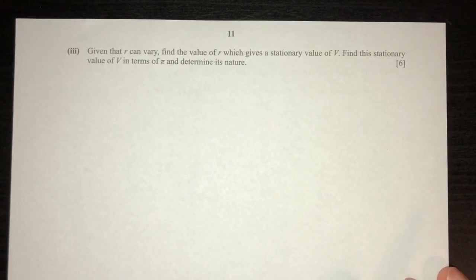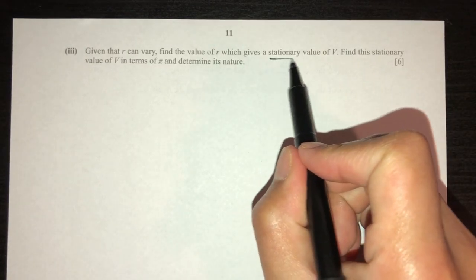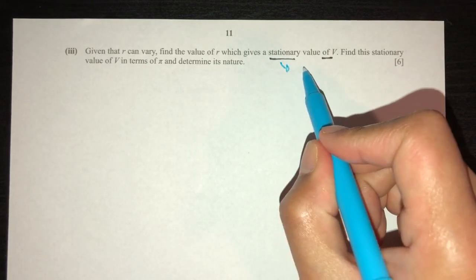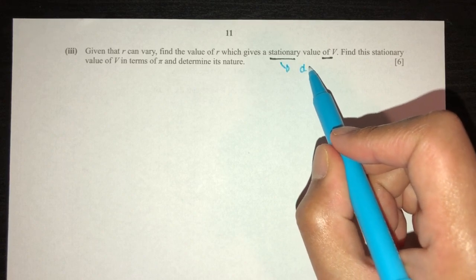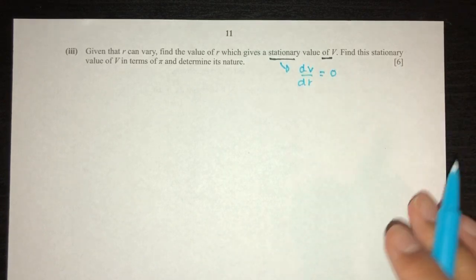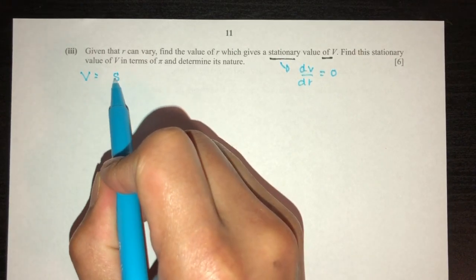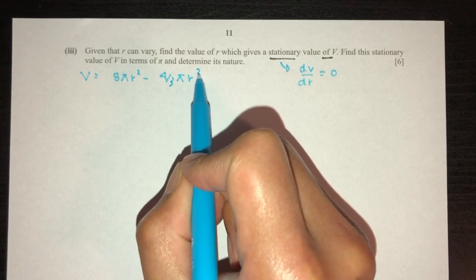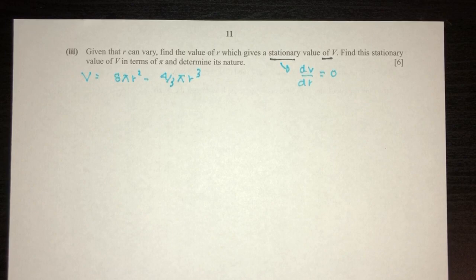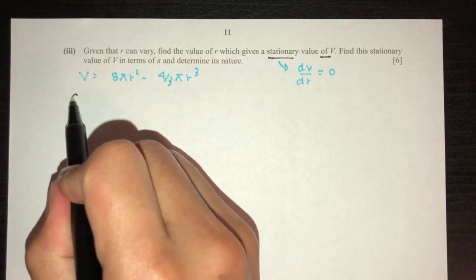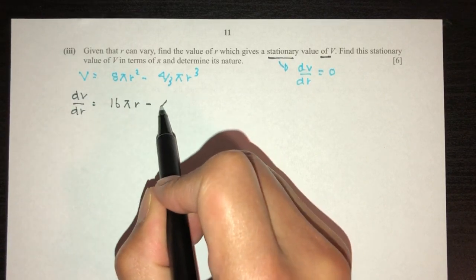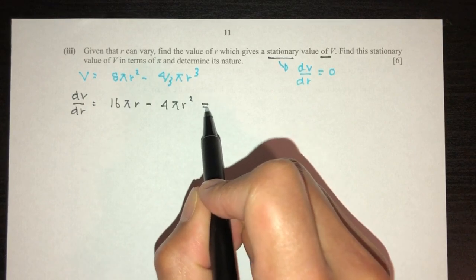Now let's move on to part 3. Given that r can vary, find the value of r which gives a stationary value of v. So pretty easy. You guys should know that at a stationary value, dv by dr has to be 0. So we know v is given by this formula, 8 pi r square minus 4 over 3 pi r cube. So we have to find dv by dr and equate to 0 to find the value of r. So let's first find dv by dr. That will be 16 pi r minus 4 pi r square, equate that to 0.